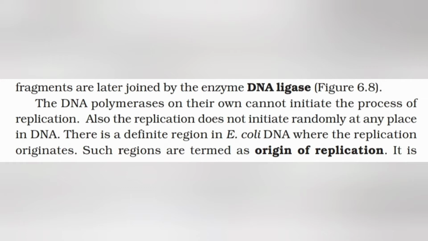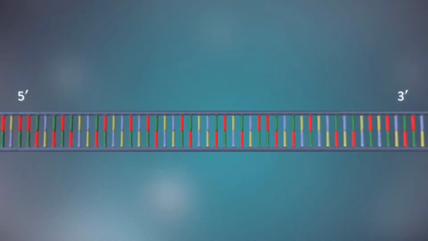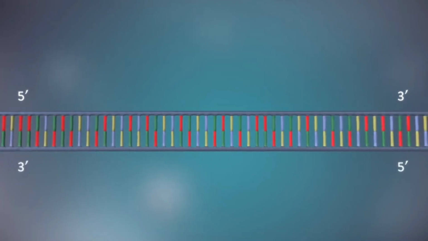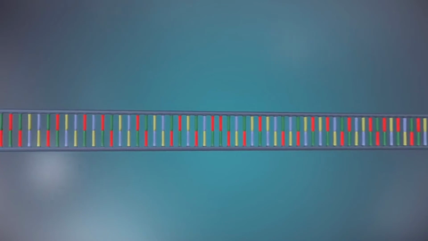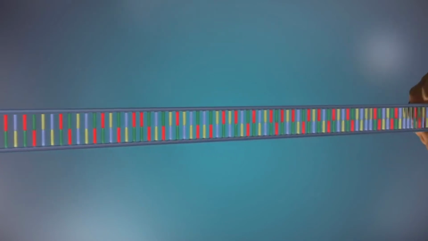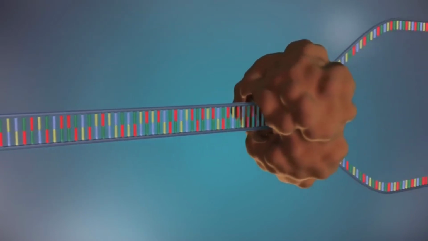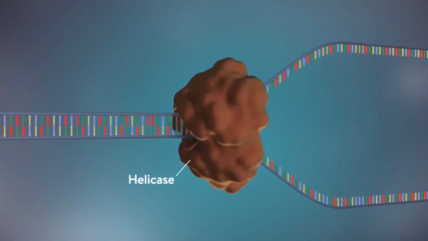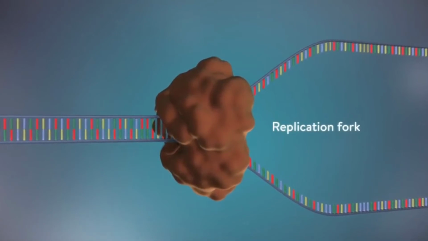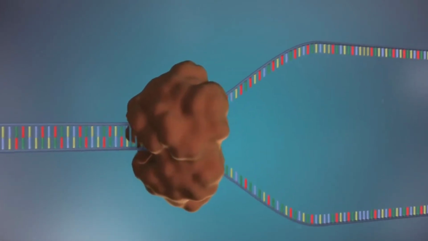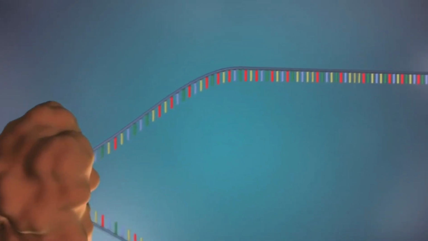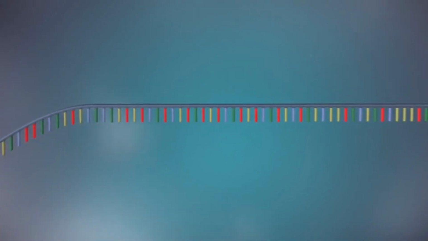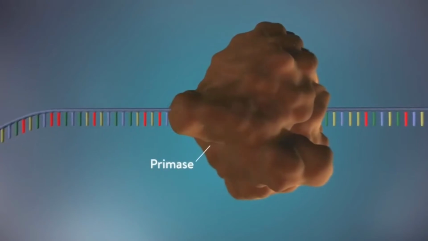We can see the replication here more clearly. First of all, the DNA starts uncoiling and the base pairs start separating from each other by the action of the enzyme helicase. The helicase starts separating both strands of DNA, making a replication fork. As the replication of that portion is over, helicase moves ahead, making another replication fork.